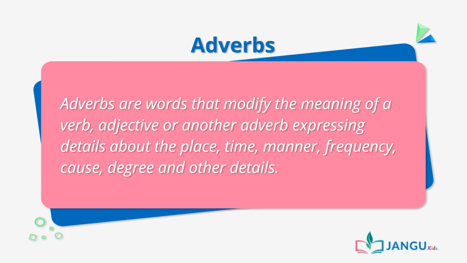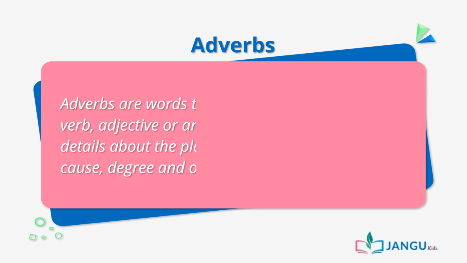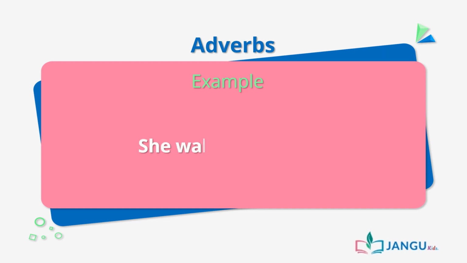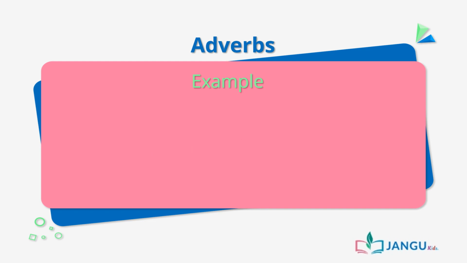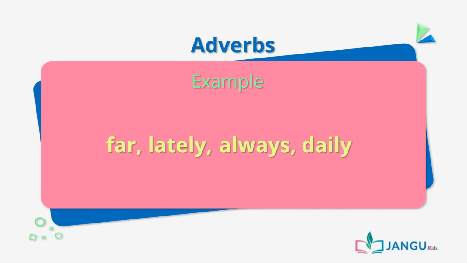Adverbs are words that modify the meaning of a verb, adjective, or another adverb, expressing details about the place, time, manner, frequency, cost, degree, and other details. For example, in this sentence, "She walked by quickly," the word "quickly" is an adverb because it details how the word "walked" is used in the sentence. Other examples of words that serve as adverbs include far, lately, always, daily, etc.